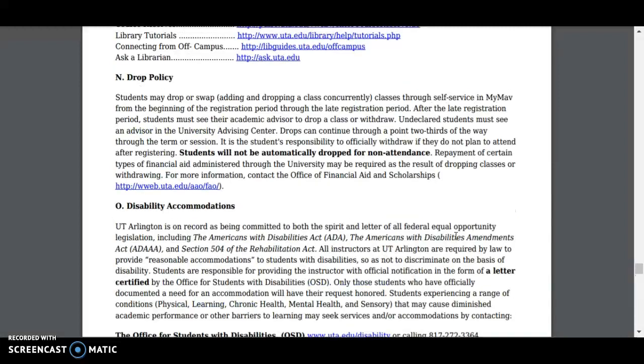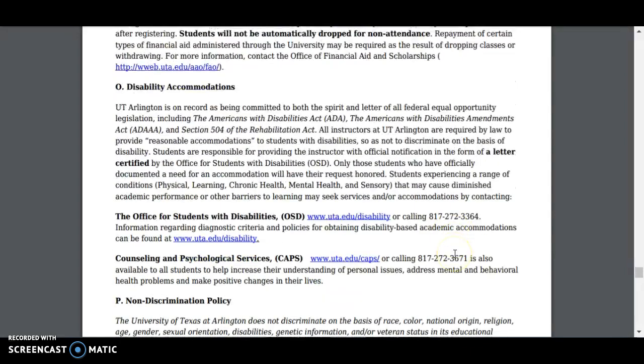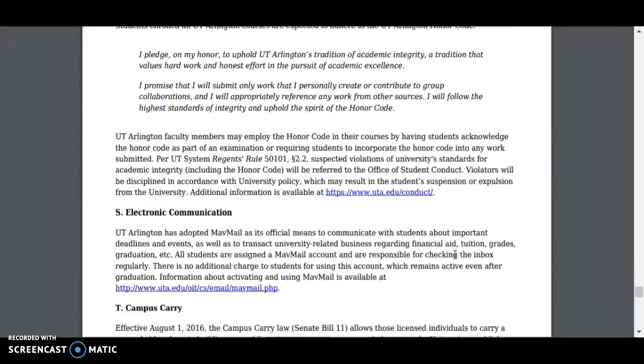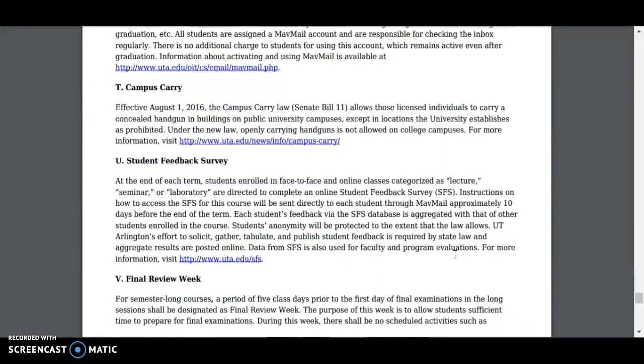The drop policy. It's always best to let me know if you think you're going to drop, and let's talk about why before you do it. But if you do plan to drop, do it before the drop date so that you don't have to take an F in the course. With disability accommodations, most people who do online classes do not have that much difficulty with accommodations because it's at your own pace. And then there's several other things here that you can read on your own.